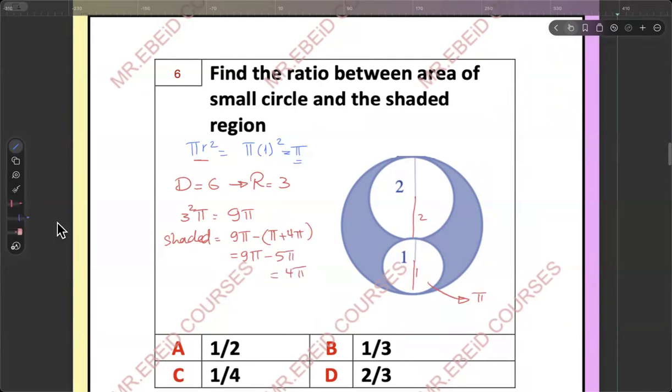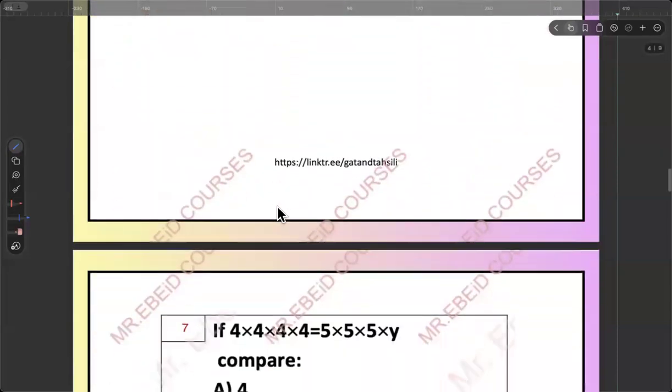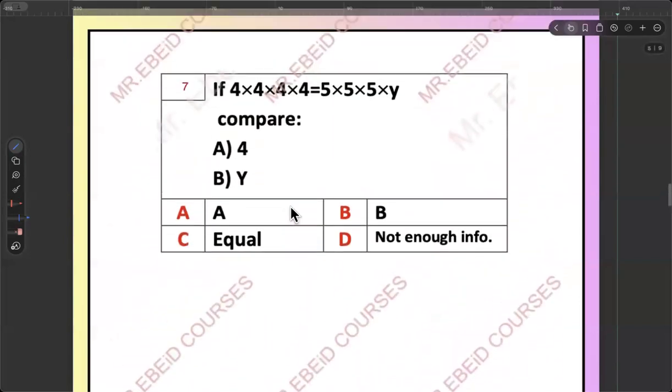Now we can find the ratio between the area of the small circle, which is pi, and the area of the shaded region, which is 4 pi. We can cross pi with pi, so the answer is 1 over 4. The answer is C. It's a very important question. Let's move to the next question, question 7.